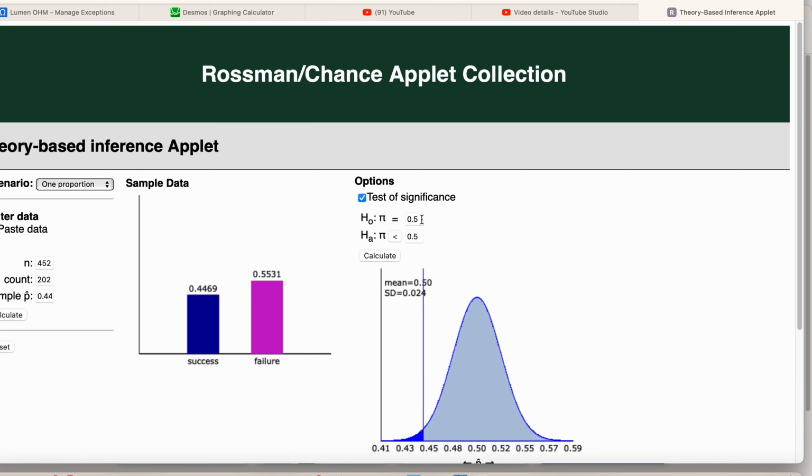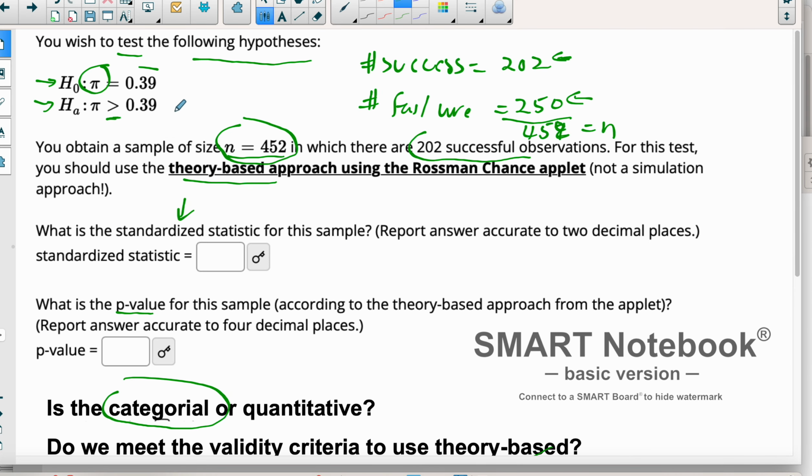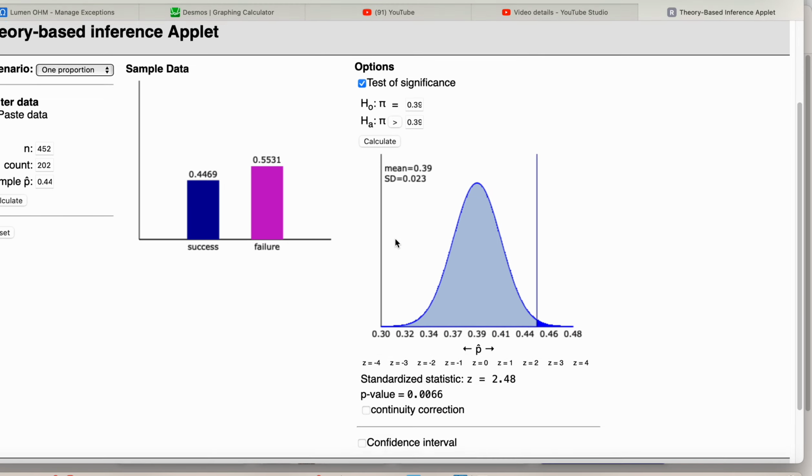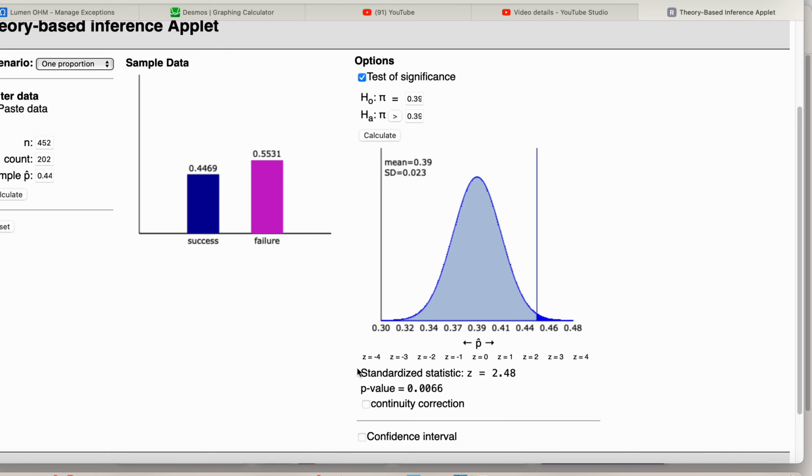Here's where I'm going to put in my null hypothesis. My null was pi equals 0.39. And then I want to make sure that this sign right here is the same as my alternative hypothesis. Let's go back a second. My alternative hypothesis is greater than 0.39. That's what I need to enter. Right now the default was less than. It's going to toggle through. That's immediately going to give me what I need here. Right down here. Calculates it for us.